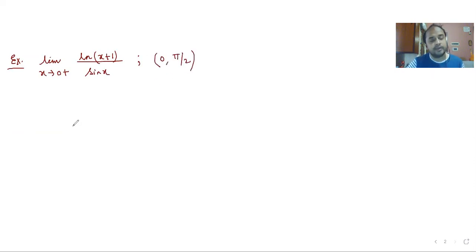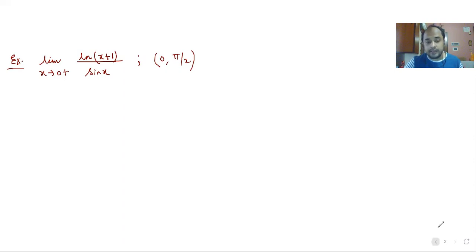The problem is: exercise, limit x tends to 0 plus of log of x plus 1 by sine x, and the corresponding domain of consideration is 0 to pi by 2. Now I know very well that you can solve this problem quickly, but first of all, you have to analyze.